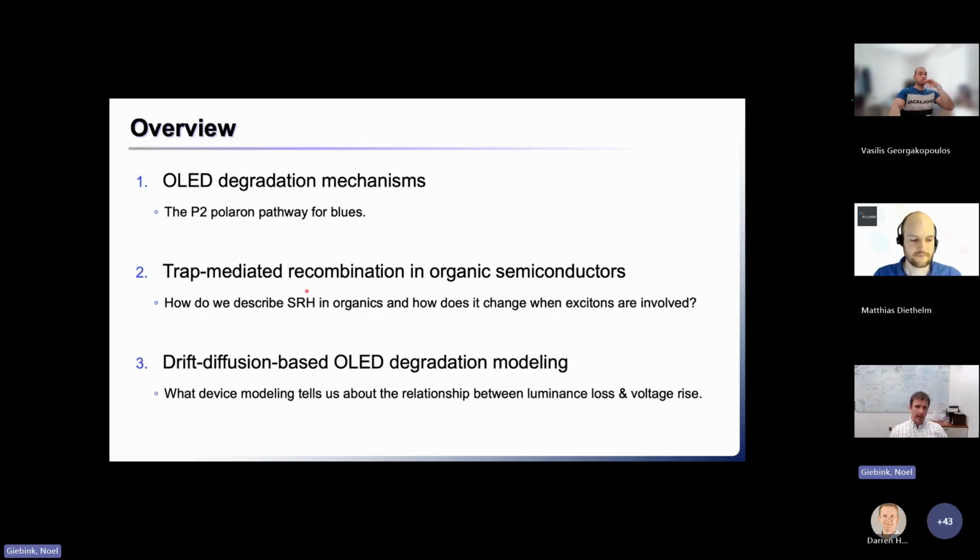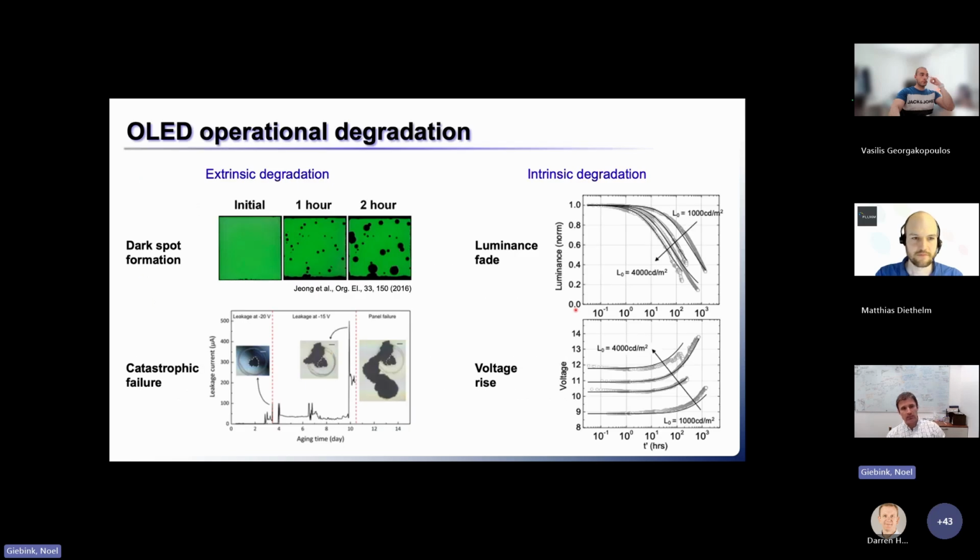And then we'll talk a little bit about our efforts to model OLED degradation by building it into drift-diffusion based OLED models, and then bringing in a second look at the way that trap-mediated recombination happens in organic semiconductors, particularly when excitons are involved. So let's start off at the beginning.